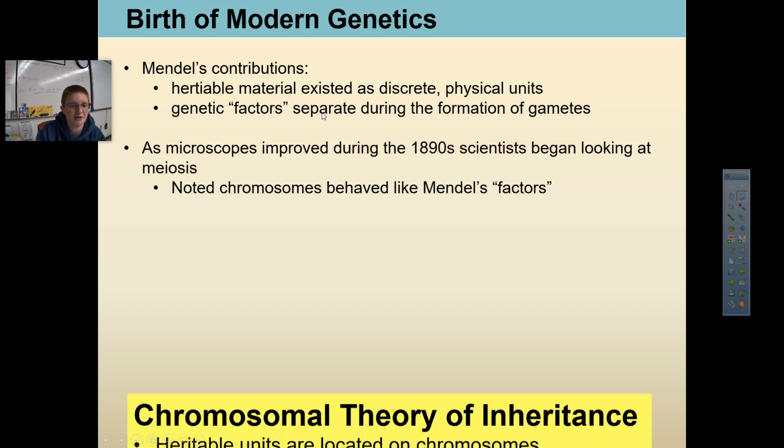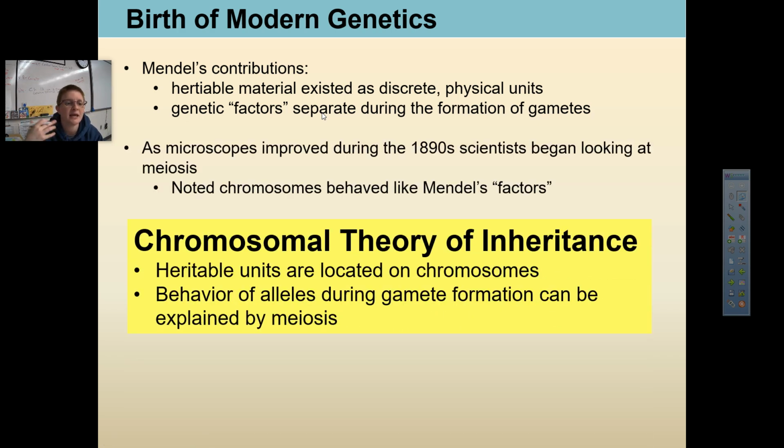So Mendel contributed a lot to our understanding of genetics, right? He contributed that heritable material exists as discrete physical units. So he came up with the concept of the gene. And he said that these factors, these genes, are separated when we form the gametes. Like, he came up with the whole independent assortment and stuff, without even knowing what meiosis is. As microscopes improved, we began looking at meiosis, because Mendel never saw meiosis, and we saw, oh, those chromosomes, they behave like those things that Mendel was talking about. And that gave us our chromosomal theory of inheritance, that those genes are located on chromosomes, and the behavior of those genes is explained by meiosis.